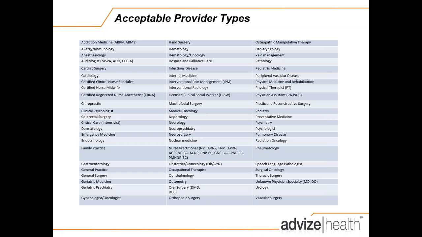Again, this is kind of just a snapshot of acceptable provider types. If you notice, there's quite a bit on here, and it's pretty much your basic specialties. So your family practice, your internal medicine, cardiology, neurology, etc. So here's a list of the acceptable provider types.